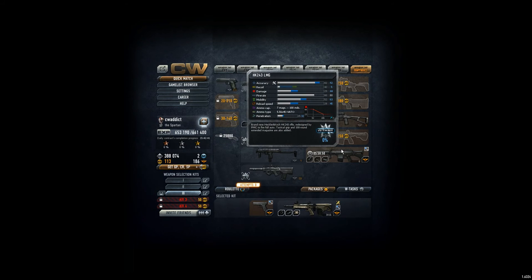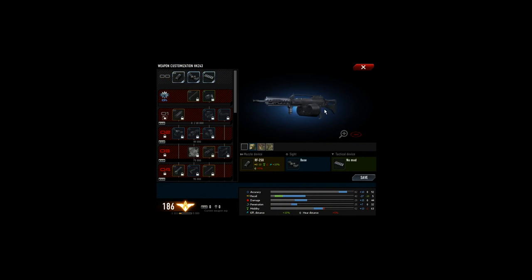I've never played with the HK243 LMG. It's a new weapon, so it looks quite interesting. I also got a lot of camouflage by the roulette, by the way. And I will test this in the next video.